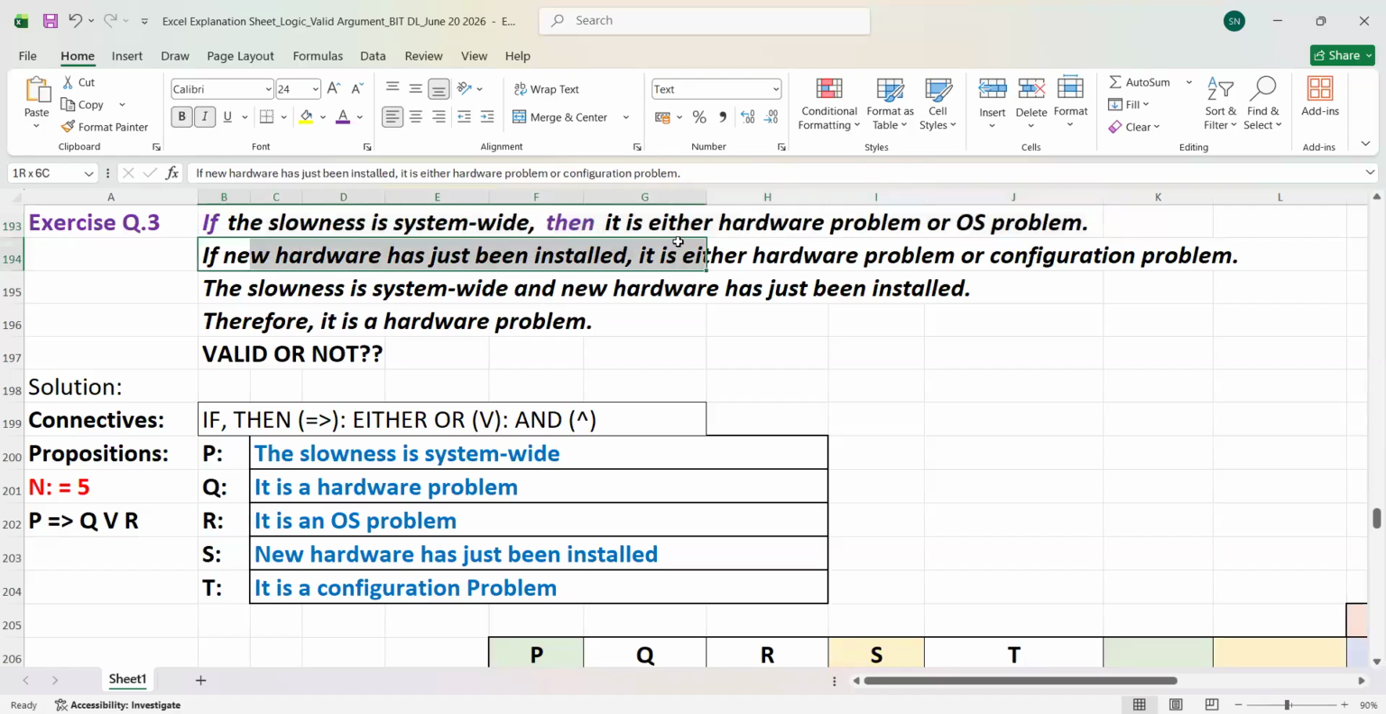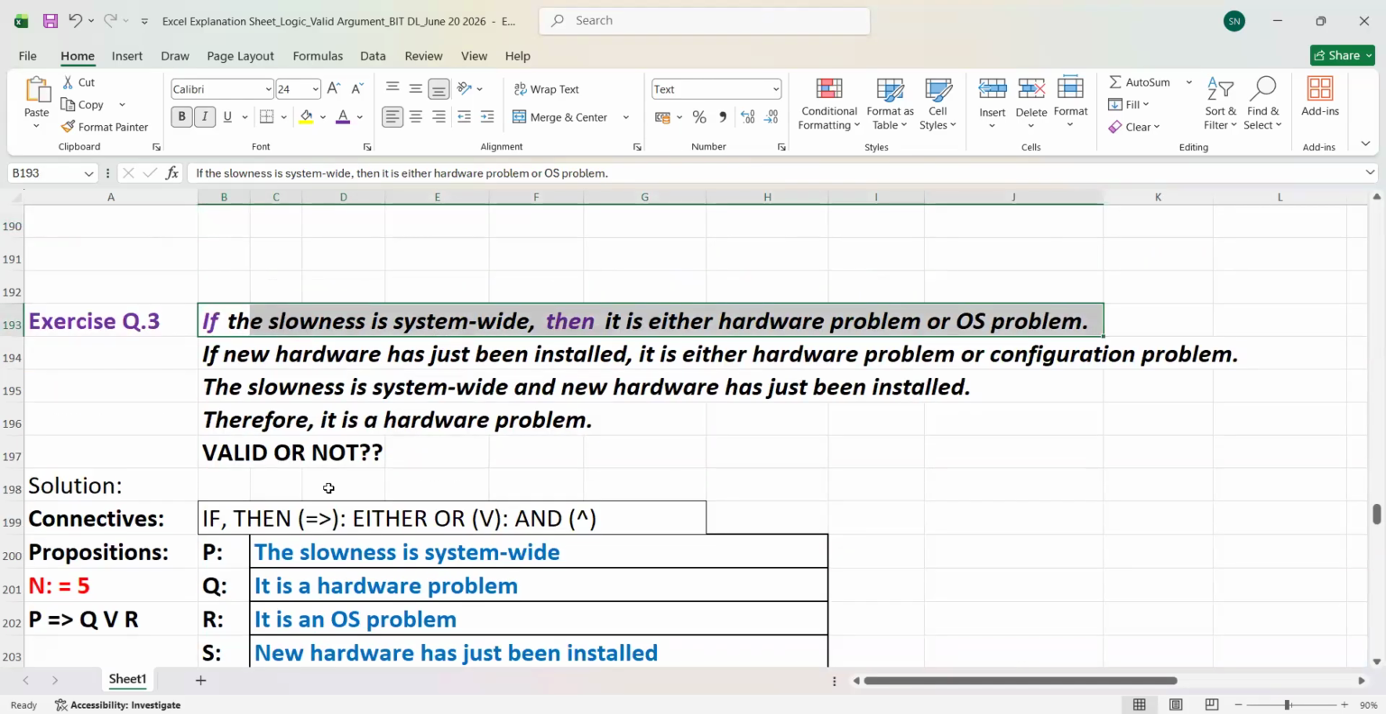From here, it's another premise. So the premises are three before the conclusion, therefore. Now, who can help us? If you pick the first statement from here up to here, it is joining slowness, which is P, to hardware, which is Q, to operating system, which is R.